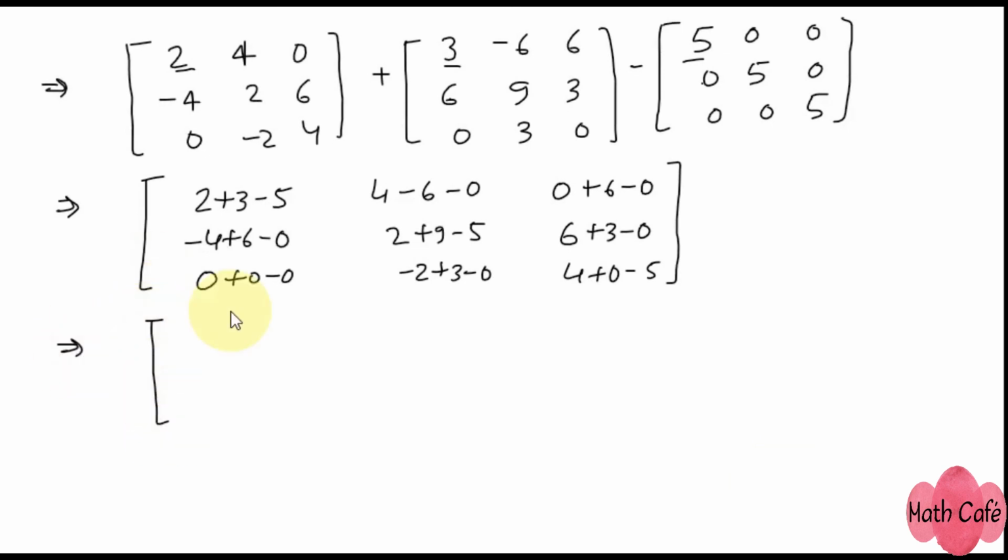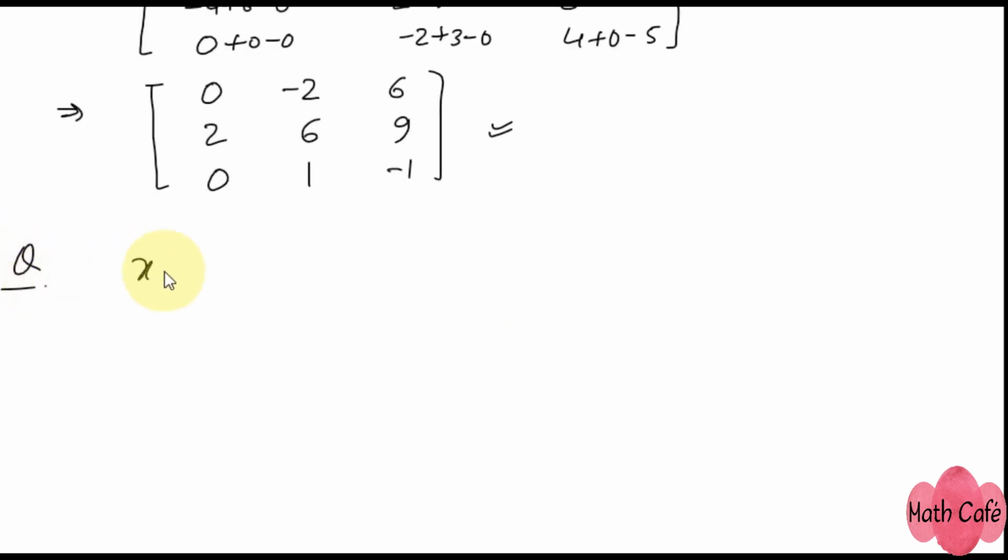Alright, let's solve it. 2 plus 3 is 5, 5 minus 5 will become 0. 4 minus 6 is minus 2, minus 2 minus 0 is minus 2. 0 plus 6 minus 0 will become 6, and minus 4 plus 6 is 2. 9 plus 2 is 11, 11 minus 5 is 6. 6 plus 3 is 9, and that is 0, and minus 2 plus 3 is 1. 4 minus 5 is minus 1. So that is our final answer.